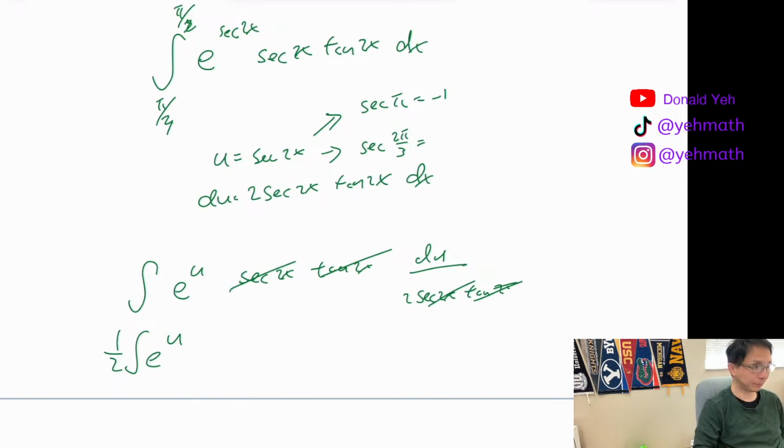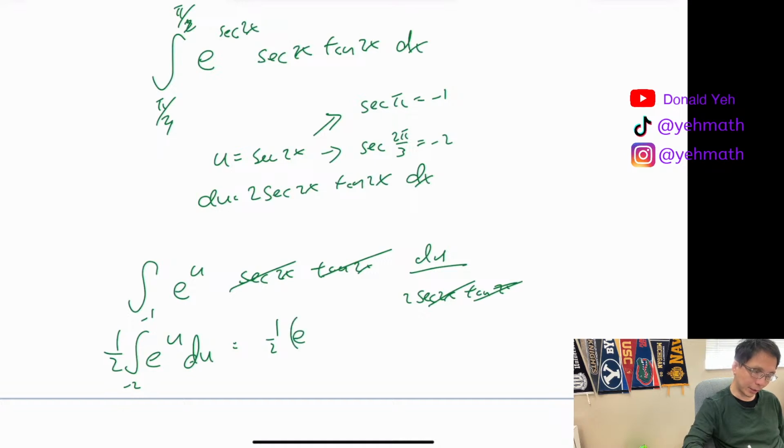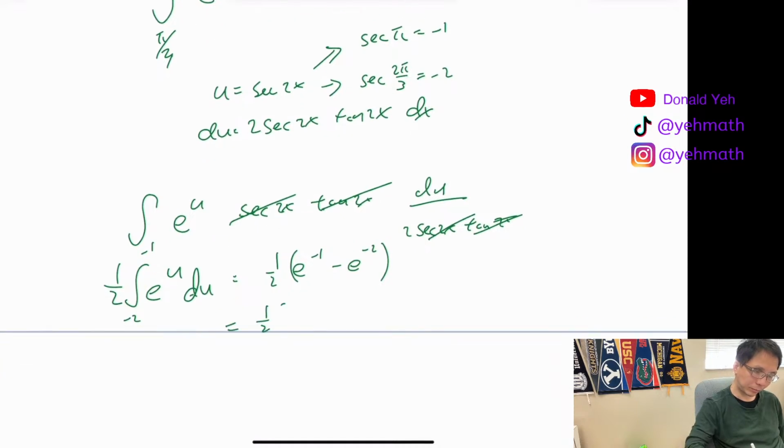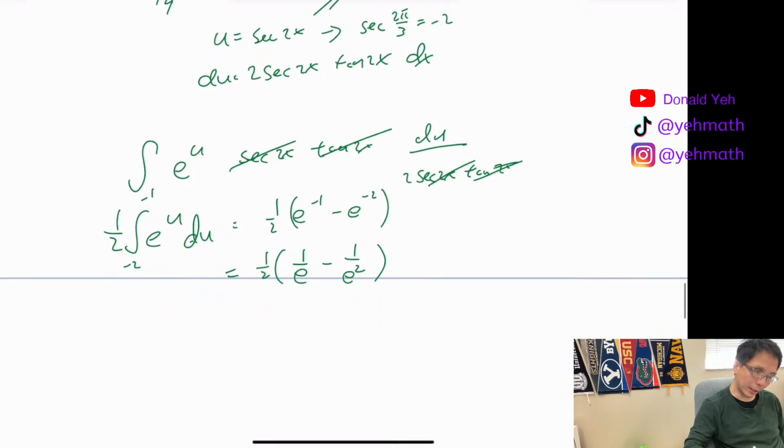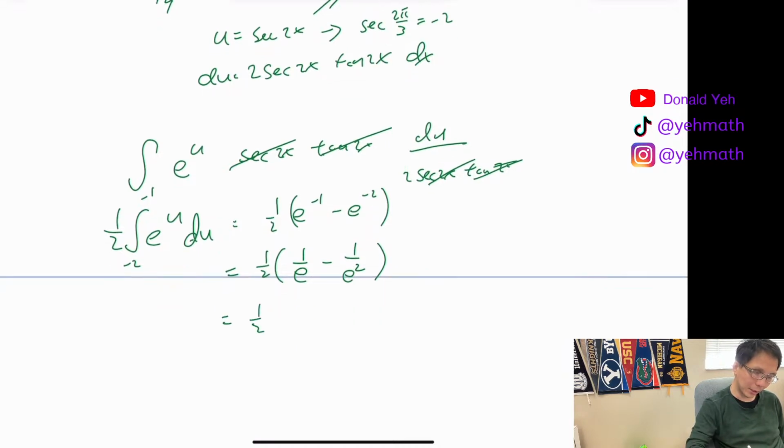-2? -2. Yeah. So that is going to be -2 and -1. Does that make sense? So it'd be 1/2. Well, the integration of e to the u is just e to the u. So it'd be e to the -1 minus e to the -2. I can combine fractions if I really want to. So it'd be e over e squared minus 1. And that's my final answer.